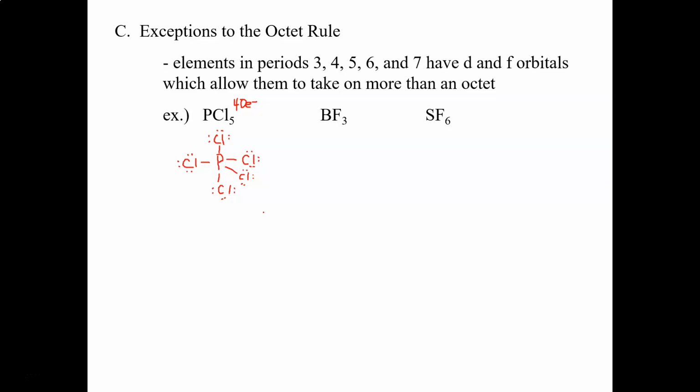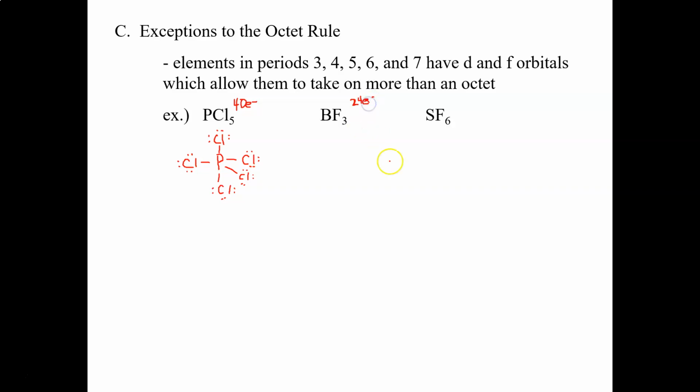All right, let's try another one. BF3. I want to do this with BF3. So again, I need you to look up the number of valence electrons for BF3. All right, you should have looked up the B should be in group 13, right? So it has 3. And the F is in group 17, so it has 7, but there's 3 of them. So 7 times 3 is 21. 21 plus 3 is 24. So this is 24 valence electrons that I'm starting with.